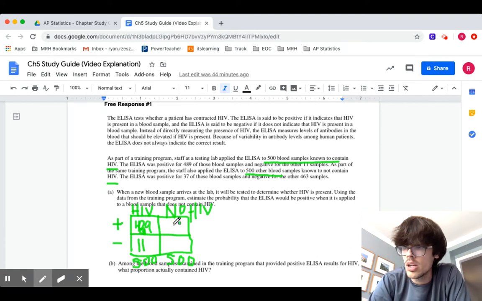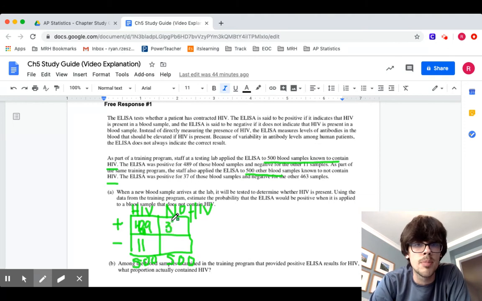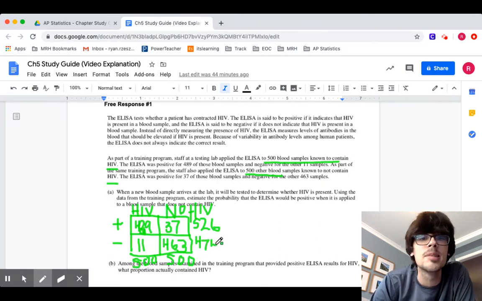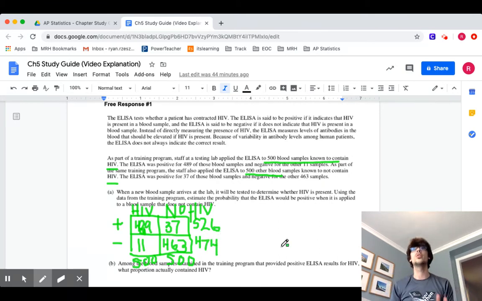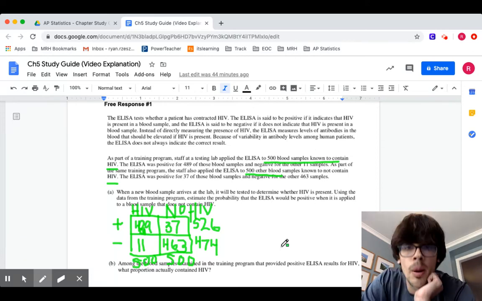In the no HIV, 37 were incorrectly told, oh yeah, you've got a positive test. And then there were 463 who were correctly diagnosed as negative. And if I get my totals going on over here, there's going to be a 526, and then this guy below it is 474. So a lot of setup here, but it is helpful to have all of your numbers organized. Now let's read the problem.